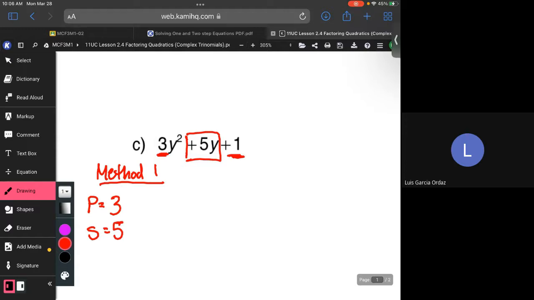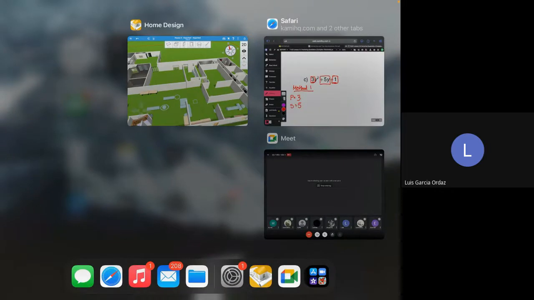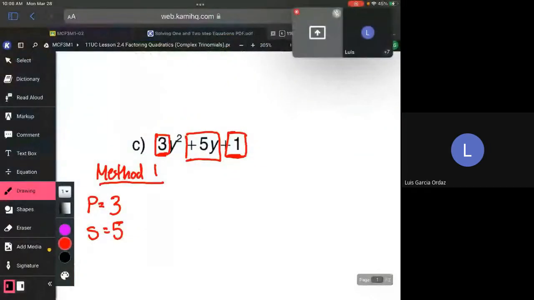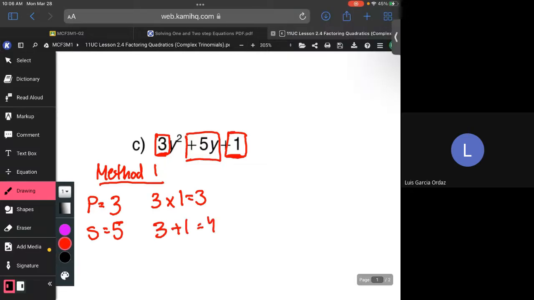Okay. Is this one possible? Yes or no? What's the P and the S stand for? The P is the product, so the number in front of y squared or x squared times the number at the end. And then your sum is the middle term. In this case, you're probably going to notice right away: am I able to factor this at all? What are the only numbers that multiply to get 3? 3 times 1 gives me 3. However, 3 plus 1 gives me 4, which means I cannot factor this.